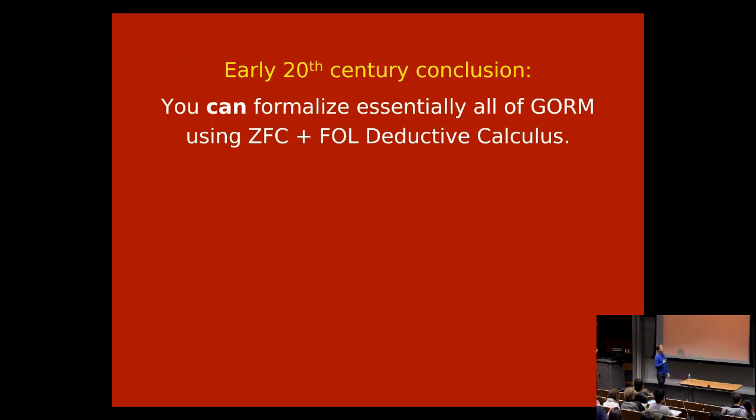So, by the end of the 1910s, 1920s, they kind of decided that this could work. You could really formalize essentially all of good old regular mathematics. Every theorem that you proved, you could, if you wanted, formalize it as: start with these 9 axioms, ZFC, and do a lot of steps in this deductive calculus, and you could prove any theorem that seemingly you wanted to prove.